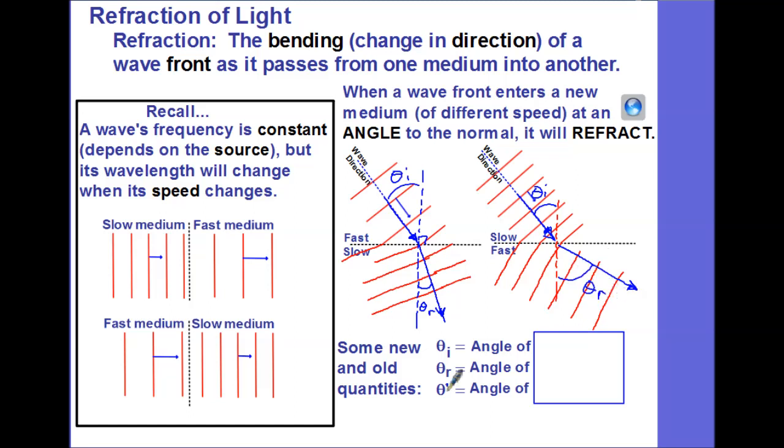Now, what's this theta prime here? Let's see, theta I, theta r, we might say those are incident and refraction angles. Theta prime is an angle of reflection.